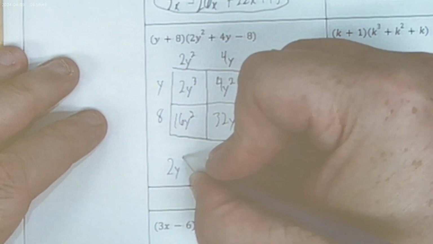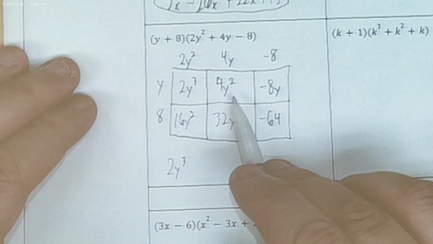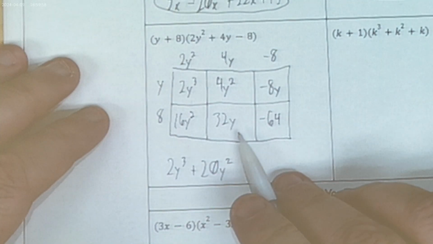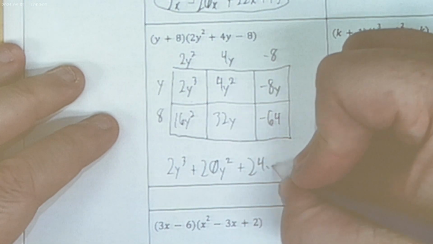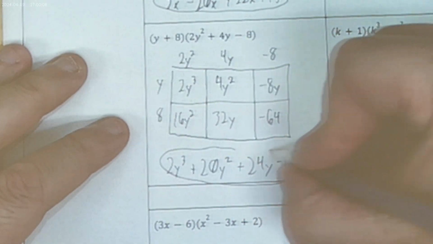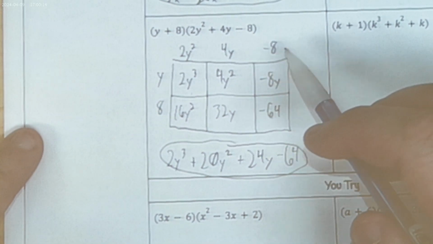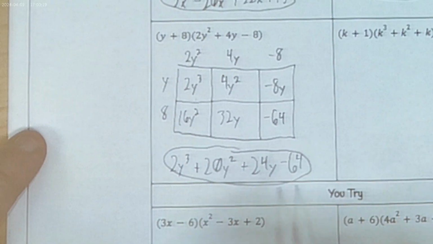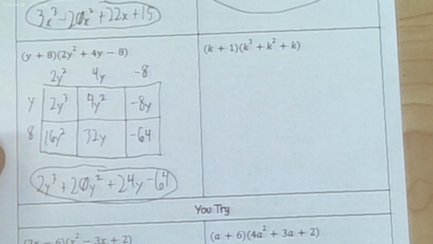So 2y to the third is on its own, so we'll leave that one there. 16y squared plus 4y squared is just going to be 20y squared. 32y minus 8y is going to be 24y. And then, of course, minus 64. And because I wrote all of the terms in standard form, going left to right and up to down, all of the outputs are also in standard form. Not to flex, but that's kind of how we do things here.